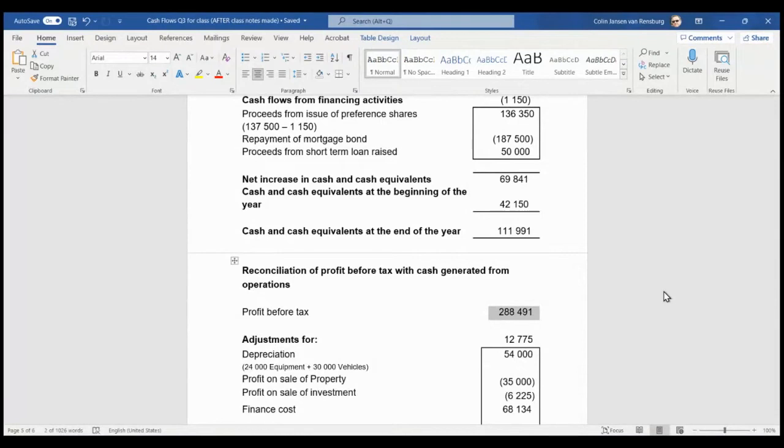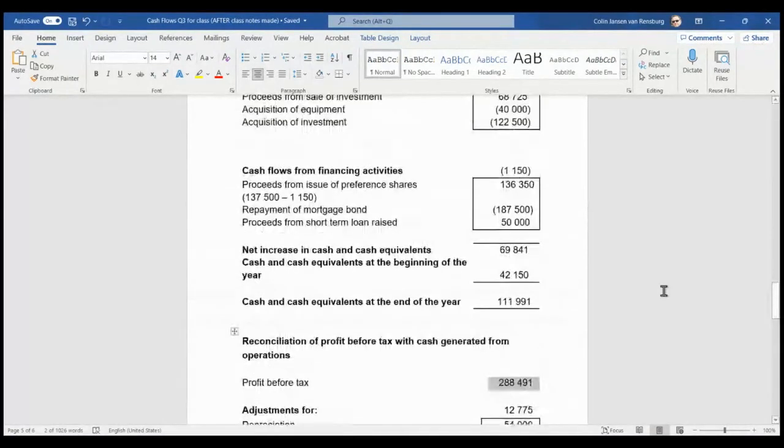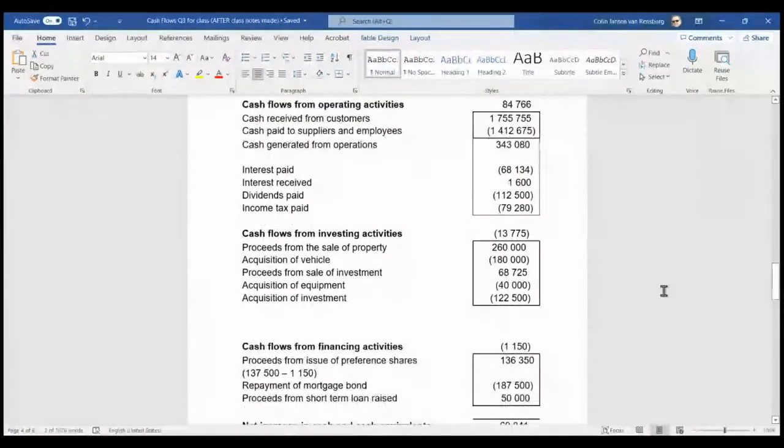Right. Then we said we've got to make two kinds of adjustments, ladies and gentlemen. We've got to go and adjust, first of all, for any kind of income or expense that does not relate to operations. In other words, we've got to adjust for income and expense items that relate either to other operating activities or to investing activities or to financing activities. Right, that's what we've got to go and adjust for.